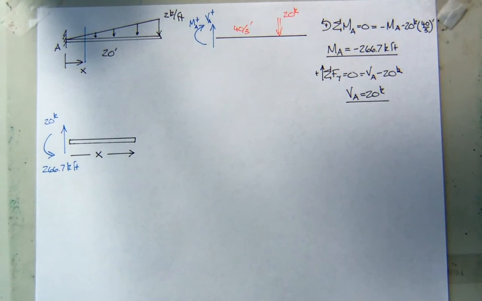Yeah? Shouldn't shear and moment at 20 feet actually be undefined? No. Why is it 0? Well, there's nothing there. There's no beam there.